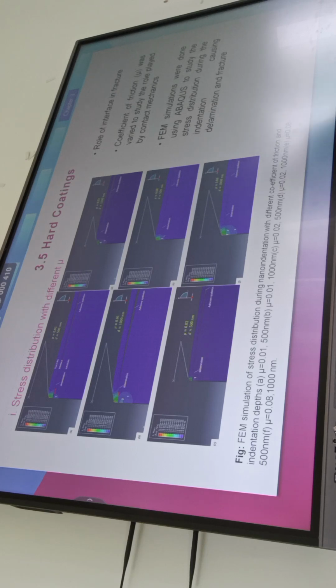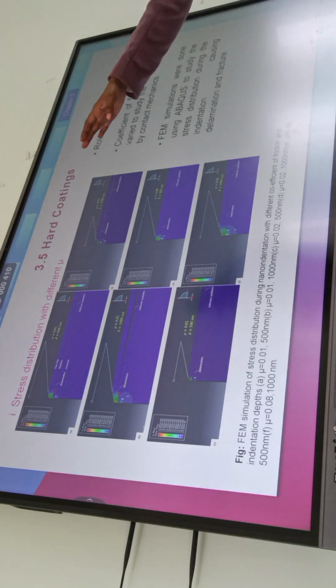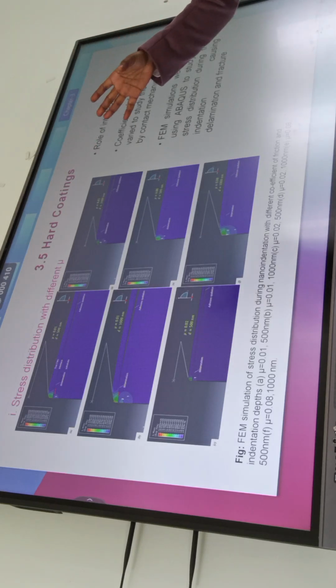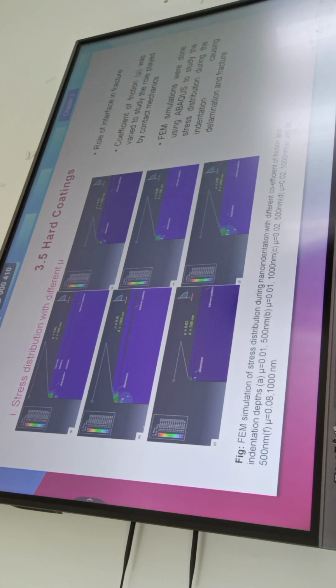So also on hard coatings, we have seen the stress distribution with different coefficient of friction, that is mu. So here we have studied the FEM analysis at different coefficients of friction, which shows adhesive spallation at different points. This is for the 6 images for the different 0.01. Here we can see the interfacial fracture plays a role for this one.